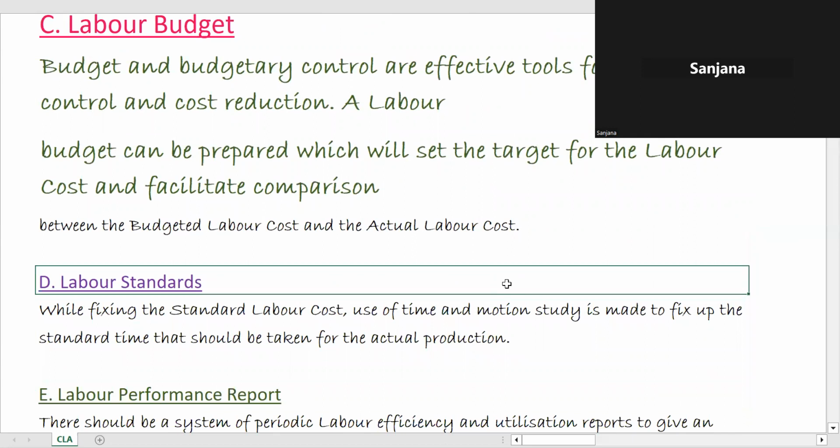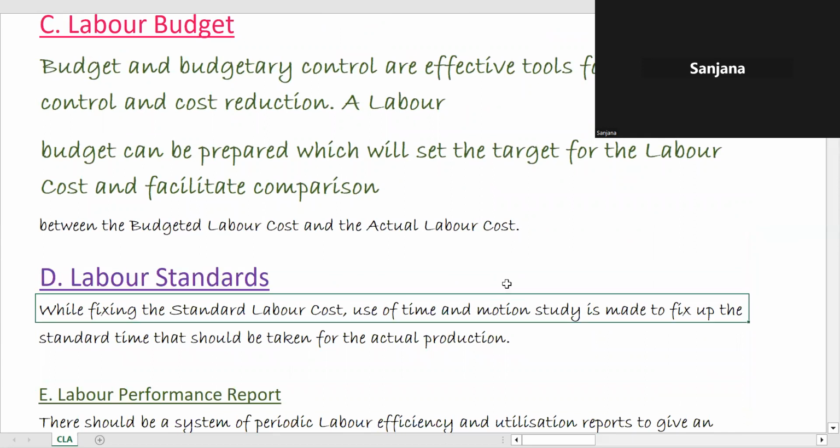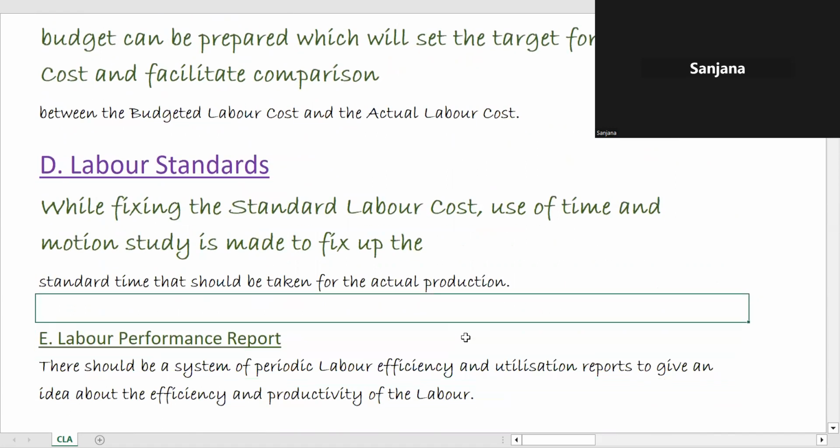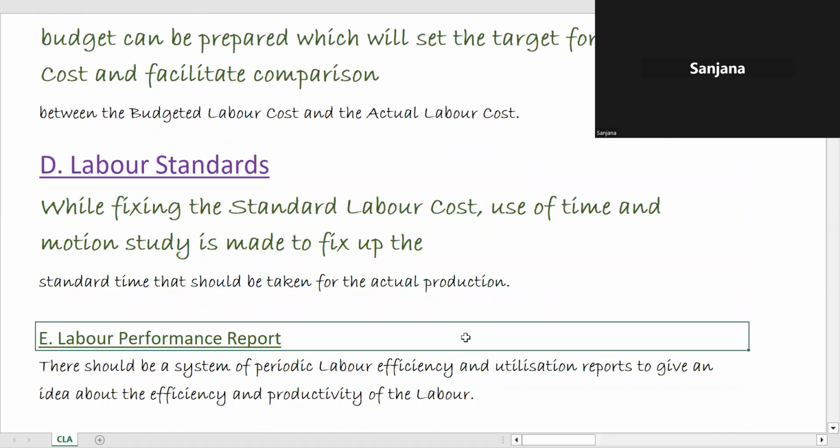Similarly, like budgeting, with labor standards you can fix standard labor cost. How to fix standard cost, you have all heard of. Standard is the scientifically predetermined cost for that work. How will you find out the best way? Using time and motion studies: if you do this job this scientifically right way, then this is the time you should take. That is standard time. So labor standards also help in labor control.